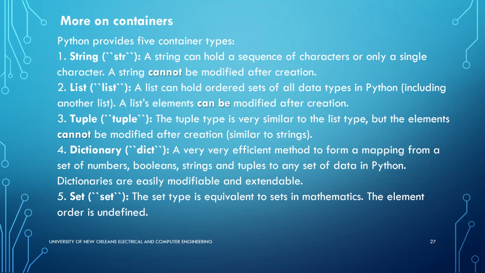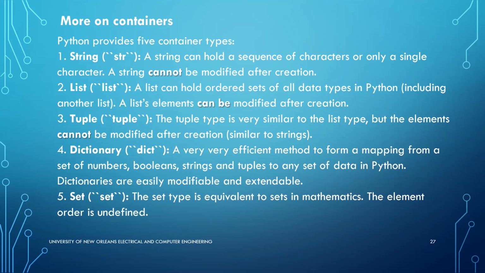A list can hold any other set of data types in Python, including other lists. And the elements in the list can be modified after creation. So we call those mutable containers. A tuple is very similar to a list, but the elements in a tuple cannot be modified after we create them. The same thing happens with strings. The strings cannot be modified also, as we mentioned just now.